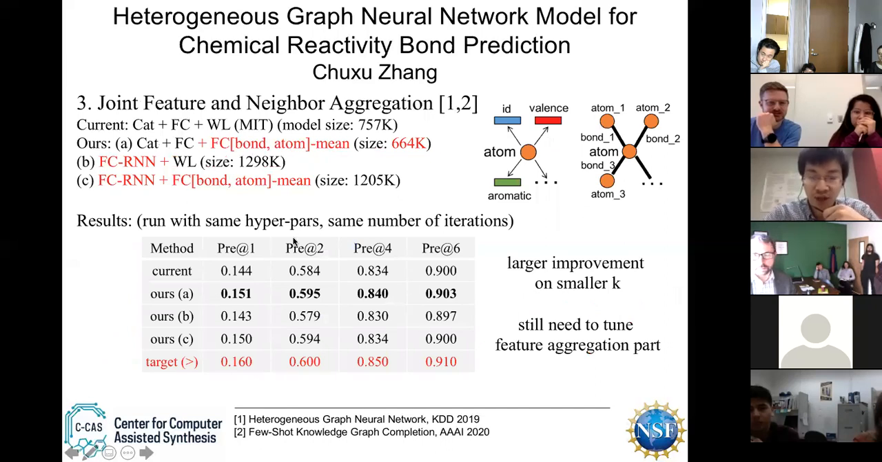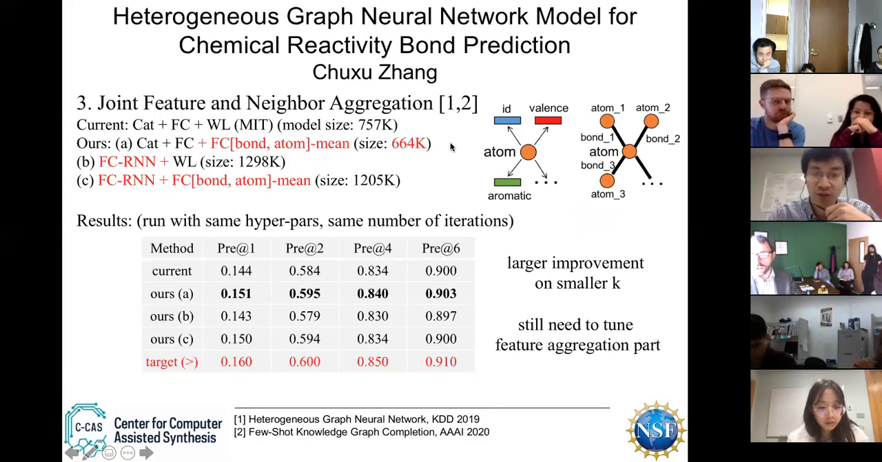So here I show some initial results of the chemical reactive bond prediction. The current one means the result of MIT's group, where I also show the model size here. We have several variants, and I already have the results of several variants of our proposed model. The first one, A, is if we use the heterogeneous neighbor encoder. The second one is if we use the heterogeneous content encoder or content aggregator. And the third one is if we use both the heterogeneous content aggregator and heterogeneous neighbor aggregator. We can find the first version of our model has the smallest model size, which means the smallest number of model parameters.